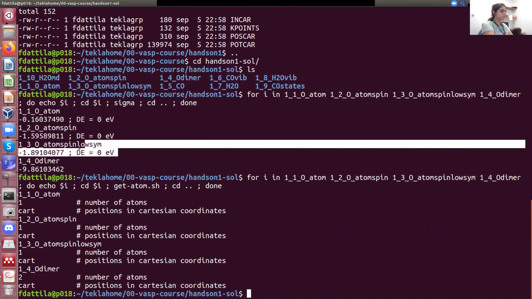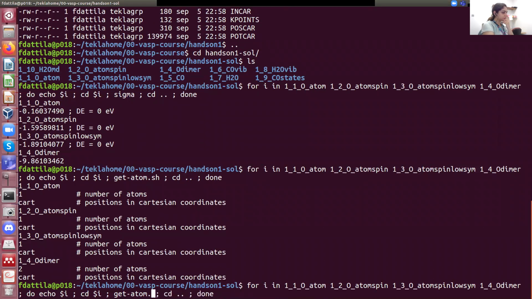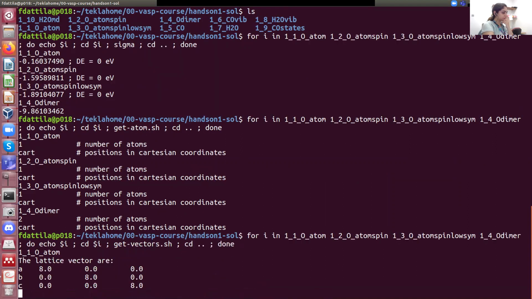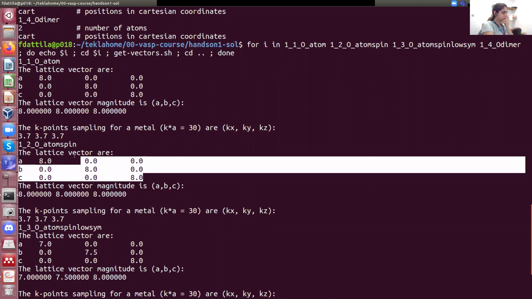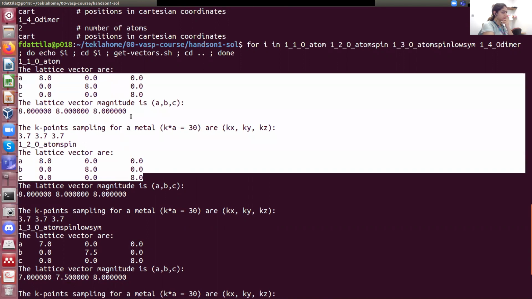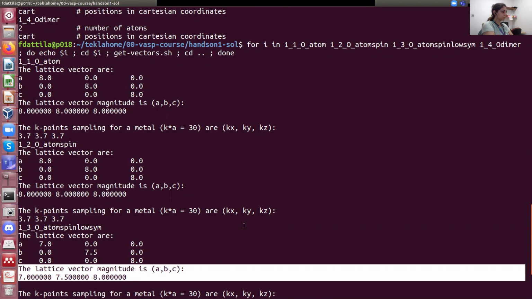And then you see another thing. Here, this system is exactly equal to the previous one. The only thing is that you are breaking the symmetry. So what does it mean that you are breaking the symmetry? It means that if you get the vectors of all the cells, you see that here you have 8, 8, 8, here you have 8, 8, 8, here you have 7, 7.58. So that means that for these two systems, your cell is symmetric, so it's exactly a square box. While in this case, what you have is a more distorted box with one side that is 7 angstrom, the other 7.5, the other 8. So that means that in this system, you're breaking the symmetry.